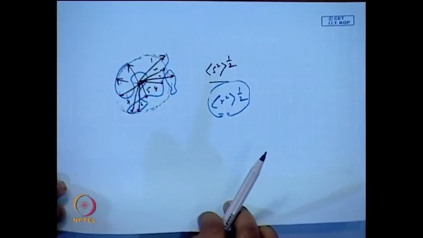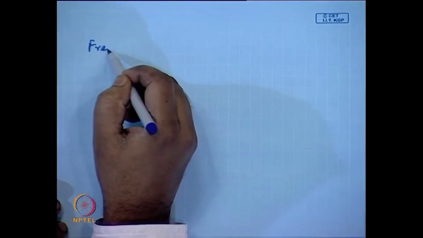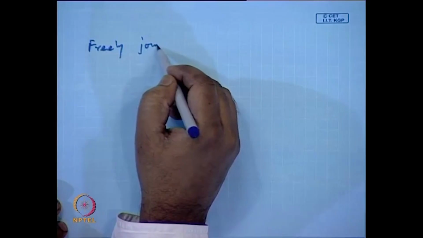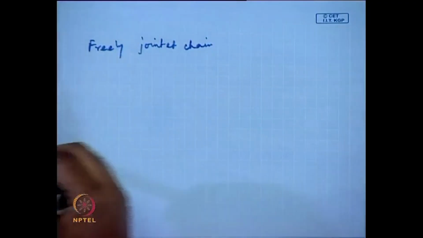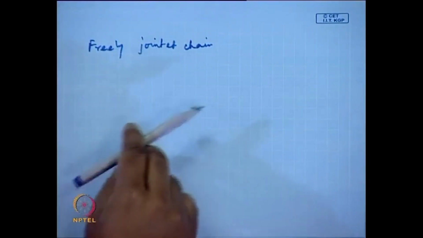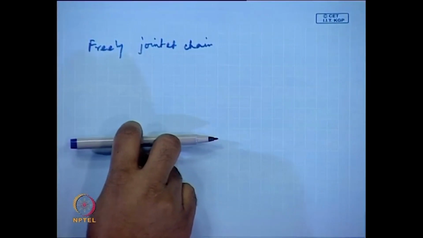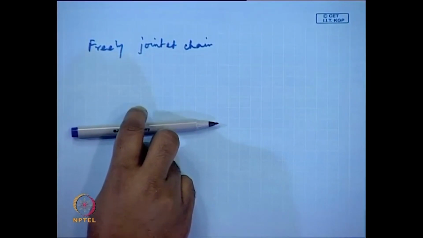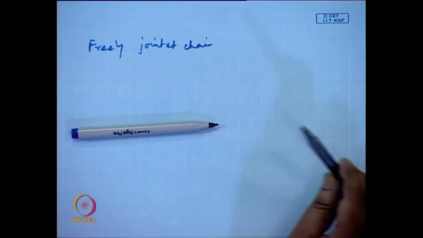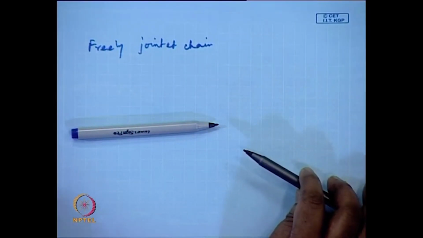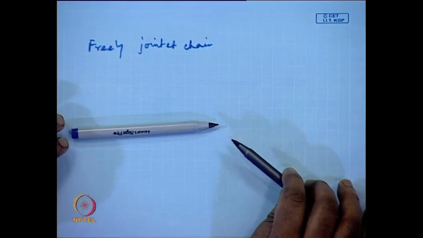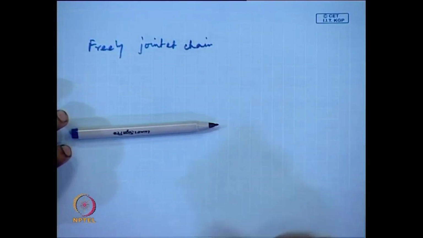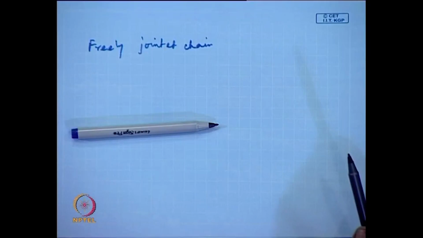Now, let us first consider the very simple model where you have a freely jointed chain with no restriction. If you have bonds, you have no restriction. If you consider this as one bond, then the other bond you can place anywhere without any restriction of bond angle or rotational restriction between them.